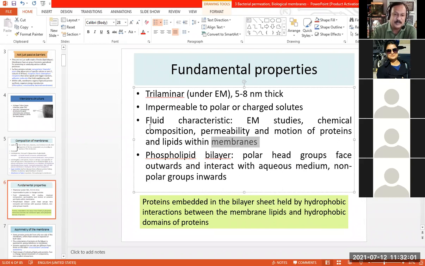Since you have been studying the structure of the membrane right from your school days, I'm not going to describe that here in these lectures. Then I have already told you about the phospholipid bilayer. The polar head groups are facing outside, and non-polar or hydrophobic groups are inside. That is essentially what gives rise to the trilamellar structure of the membrane under the electron microscope.